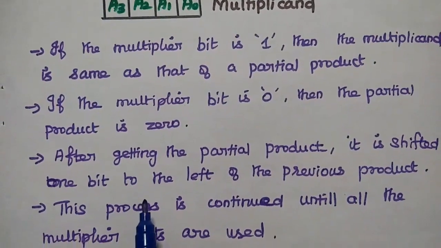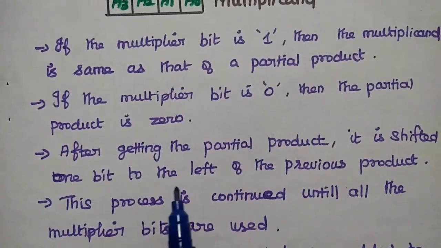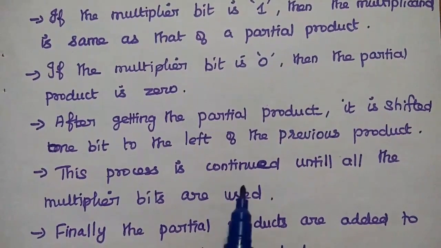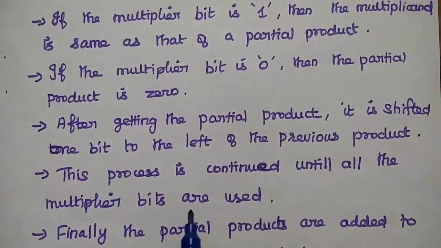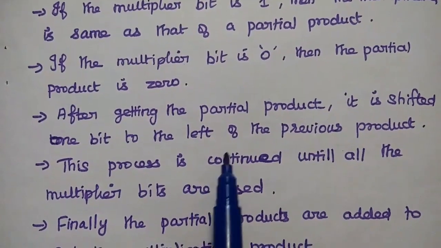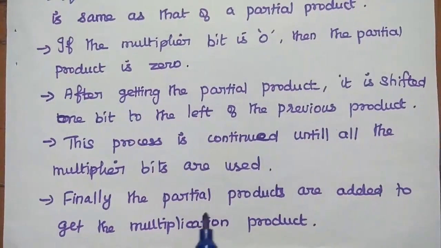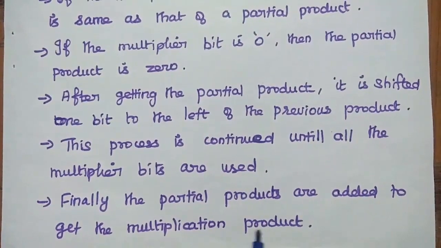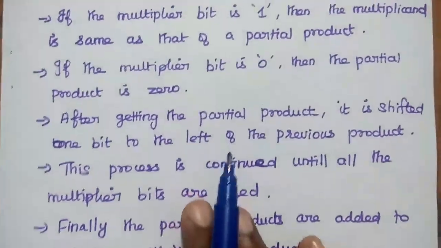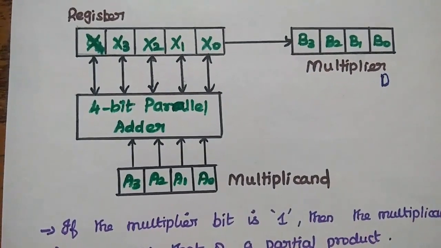After getting the partial product, it is shifted 1 bit to the left of the previous product. So we have to make a shift to the left side. This process is continued until all the multiplier bits are used. Once all the multiplier bits are multiplied with the multiplicand, only then we stop this step. Finally we have to add all the partial products together to get the binary multiplication value. This is how we can perform the multiplication operation in binary values.